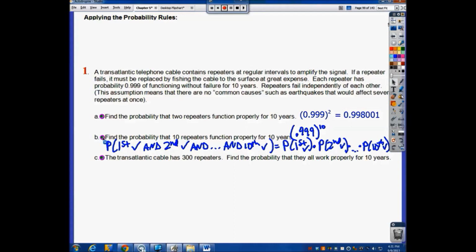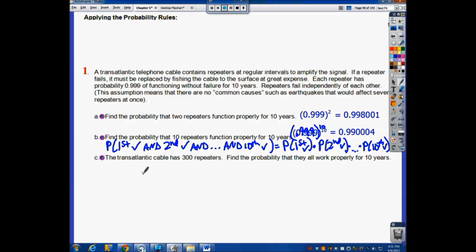And that is equal to somewhere 0.99004. So we're still at 99% chance here that 10 repeaters will still work after 10 years.